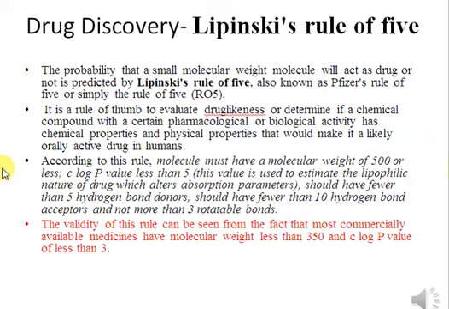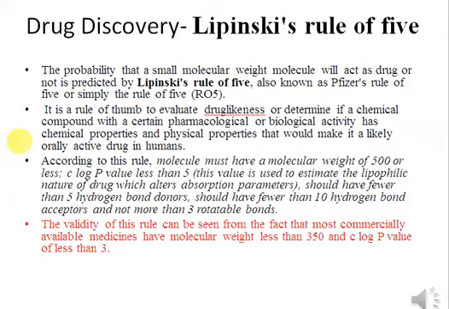So this rule is the rule of thumb to evaluate whether or not a certain chemical compound with certain pharmacological or biological activity has chemical and physical properties that will make it likely to be orally active. Orally active means that it can be taken as a drug through the mouth. According to this rule, the molecule must have a molecular weight of 500 or less. If the molecular weight is greater than 500, it cannot be used as an oral drug.